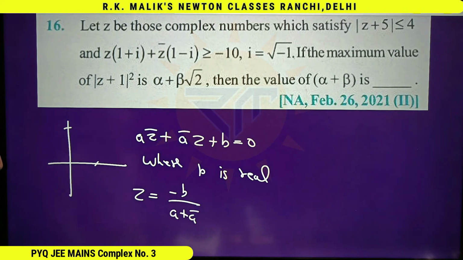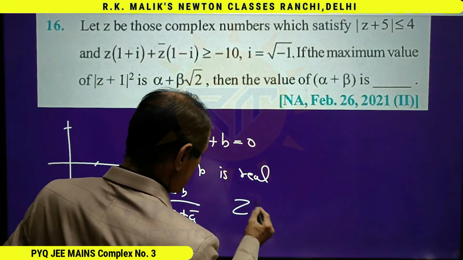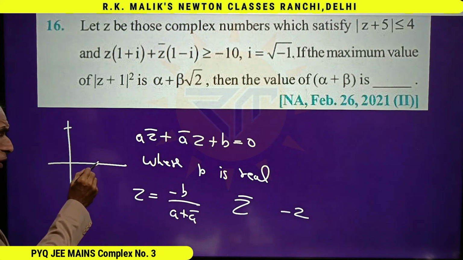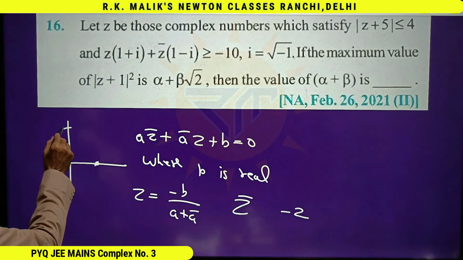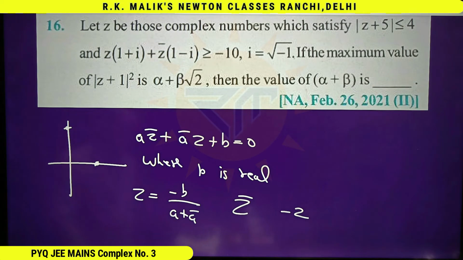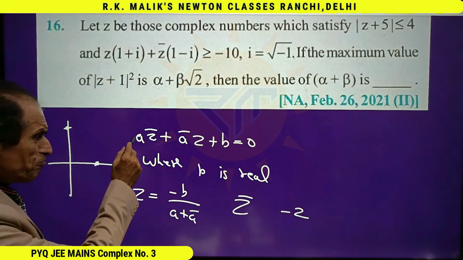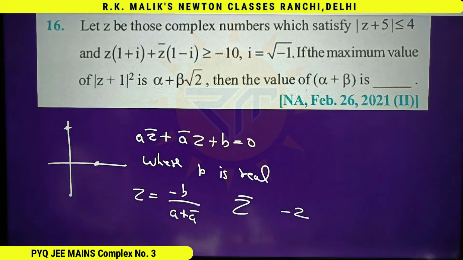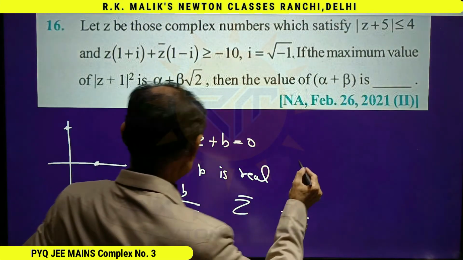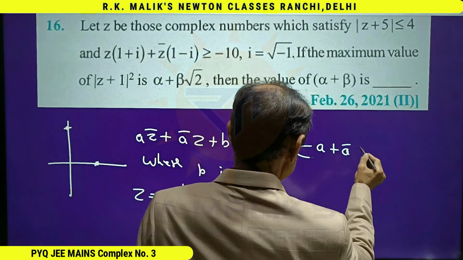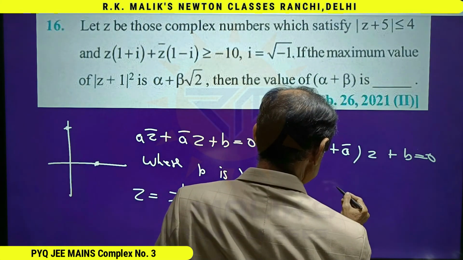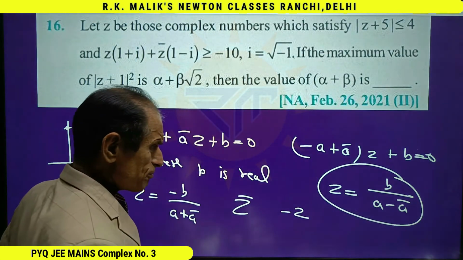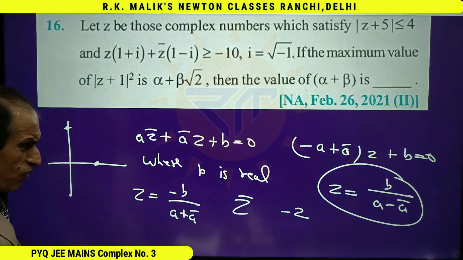To find the point where the line cuts the y-axis, for z bar, write minus z. I am using this because for the point on the x-axis z bar and z will be the same, and for the point on the y-axis z bar will be equal to minus z. That is why, if you want to find this point, put minus z for z bar, and the value of z you get will be the y coordinate of this point. That is, here if I write minus z for z bar, I will get minus a plus a bar into z plus b equal to 0, and the value of z will be b upon a minus a bar. This is the y coordinate of the point where the line cuts the y-axis.